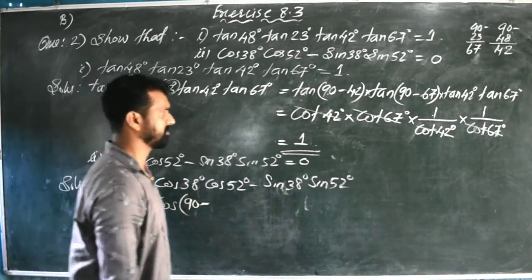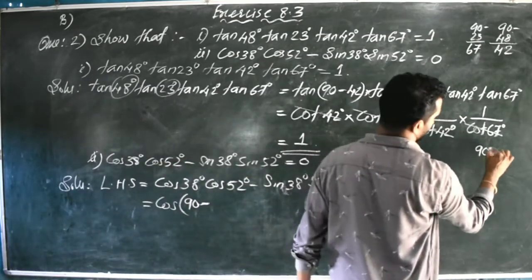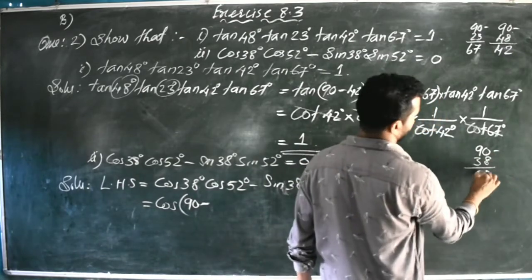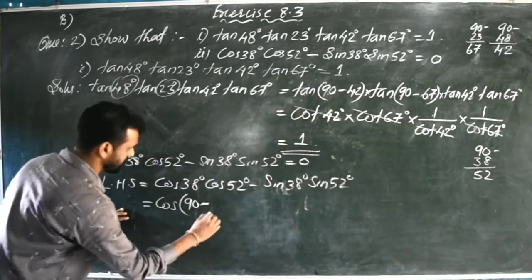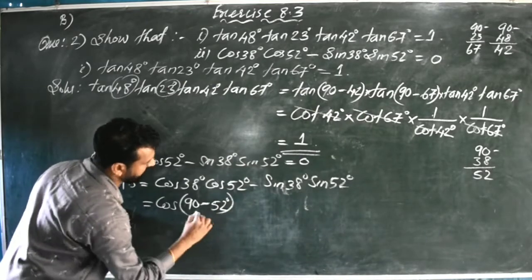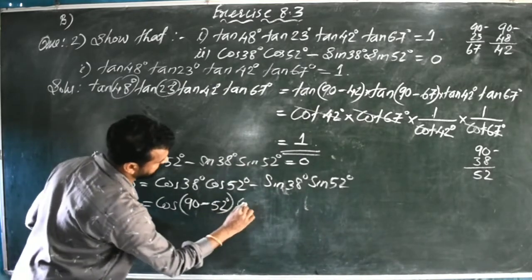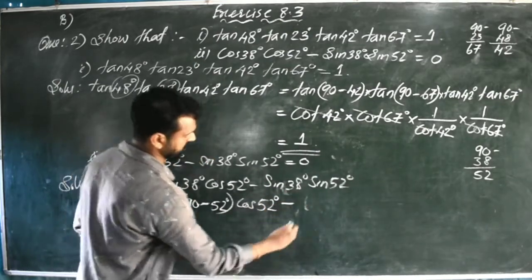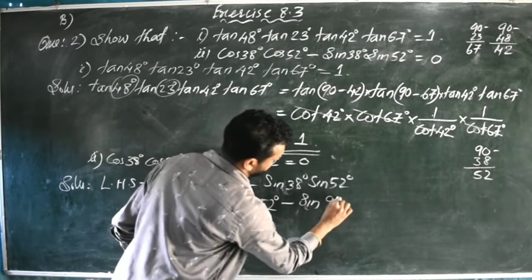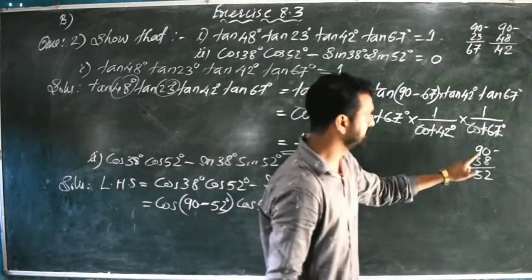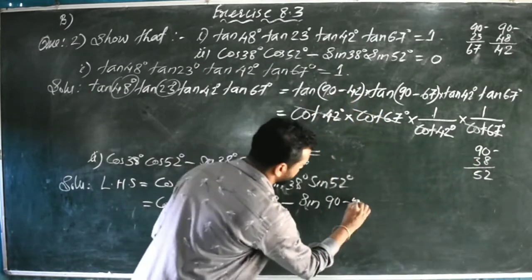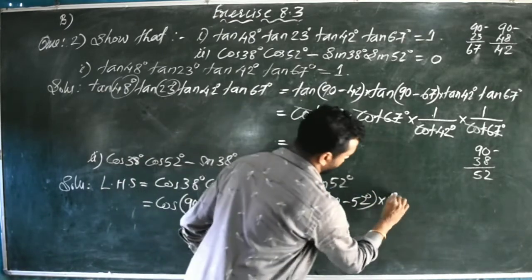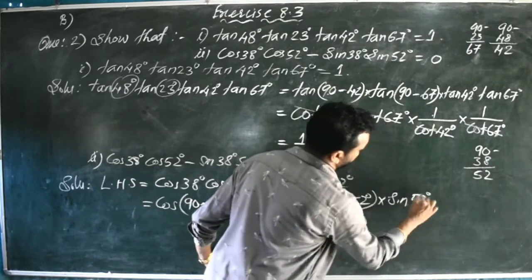90 minus 38, you subtract it and see. 90 minus 38 is equal to 10 minus 8, 2, 8 minus 3, 5, 52. 90 minus 52. Here we got angle 52, so this 52 will not change, that we will write as it is, cos 52° minus sin 38 we will change. Sin 38° is equal to sin (90 minus 52) will come. 90 minus 52, and here we got 52, so the last one we will not change, we will write as it is, that is sin 52.